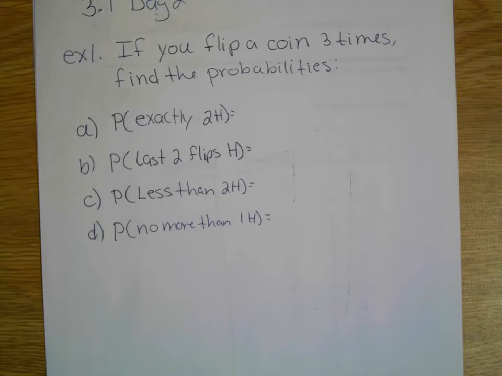Anytime you're doing probability, the first question you have to ask yourself is, how big is the sample space? How many outcomes am I looking at? I'm flipping 3 coins. Do you know how many outcomes there are going to be? 8, because it's 2 times 2 times 2.